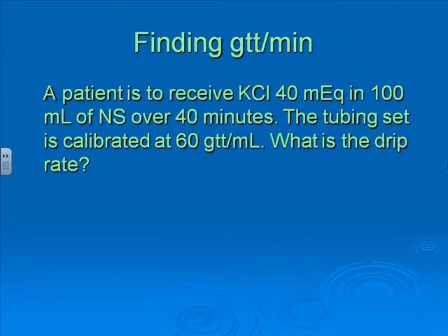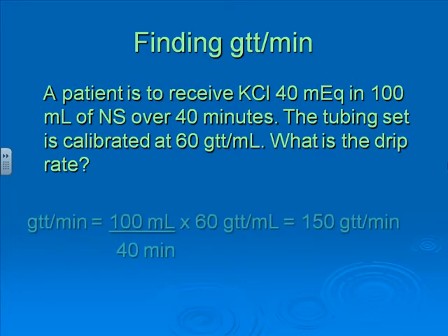First, they're giving us a tubing set with a calibration, and they're also asking us for a drip rate. Therefore, we need to take the amount of liquid related to a time in minutes. As you can see, we have 100 milliliters over 40 minutes. Then we'll multiply by the drop factor of 60 drops per milliliter, and we end up getting 150 drops per minute.